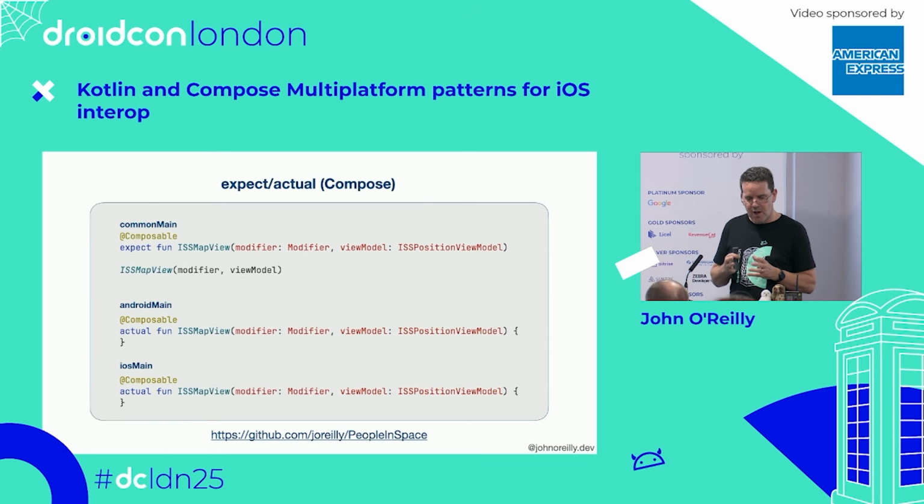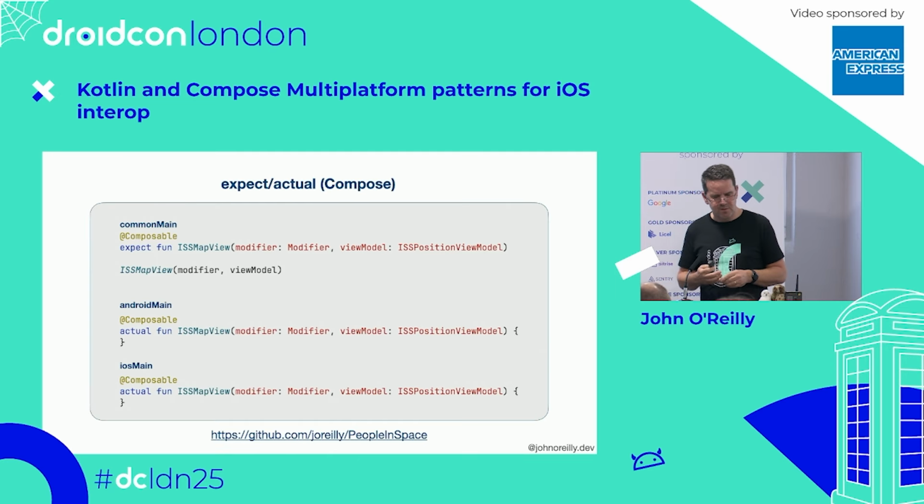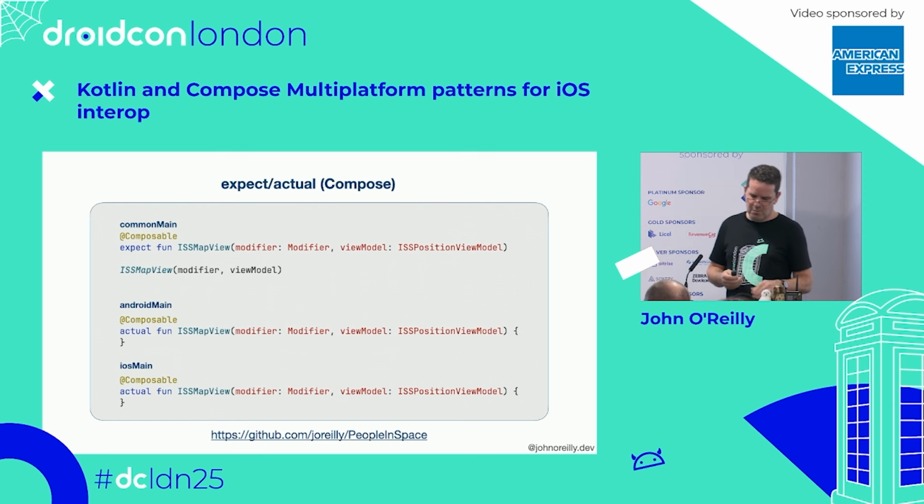Also important to note that we can use the same approach for Compose code, as we'll see in more detail later. Here we have this ISSMapView expect function, which we can use in commonMain Compose code, with actual implementations then for each platform. And we'll dig deeper into this example later in the talk.